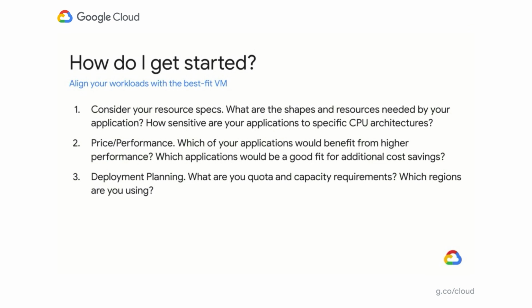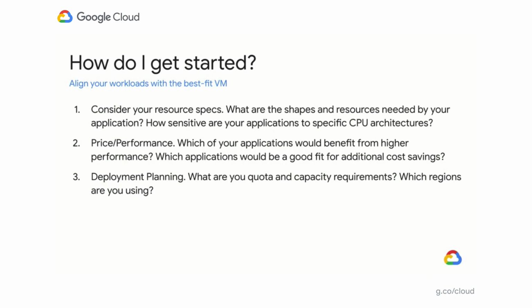Now that we've taken you through all of our VM types and families, we wanted to leave you with a quick guide for how to get started with these different VM types and families. We look at this as a simple 3-step process. For the first step, consider your resource specs. What are the shapes and resources needed by your applications? How sensitive are you to specific CPU architectures? Do you, for example, need to use something like Intel AVX 512 and need to make sure that you're running on CPUs that have this capability? Do you need to qualify every new CPU architecture, or are you more flexible in terms of the underlying hardware?